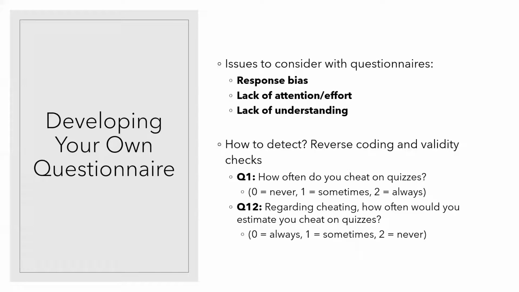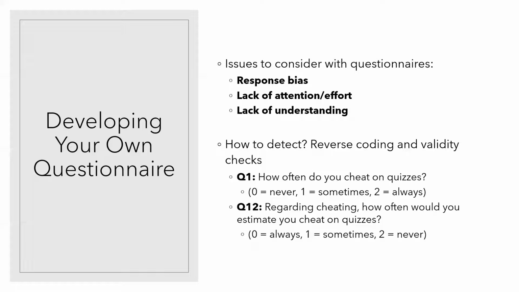While developing, you should consider some issues like response bias, lack of participant attention or effort, and lack of participant understanding. Basically, you want to make your survey as clear and easy to understand as possible. To detect participants who may be just circling choices at random or not paying attention, you can include the same question twice, but worded differently. So you can see the example on the slide there.